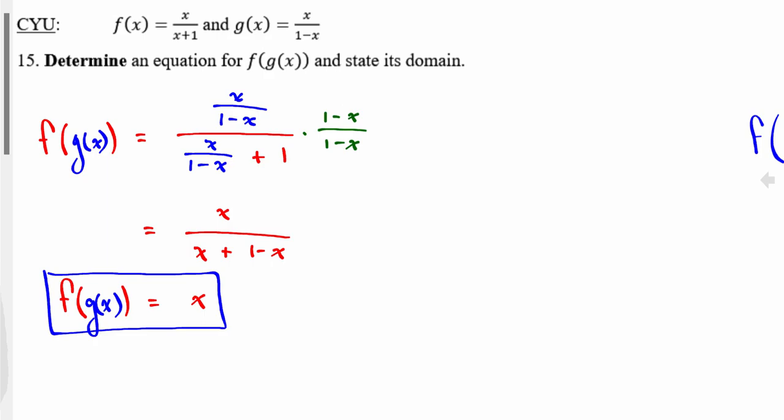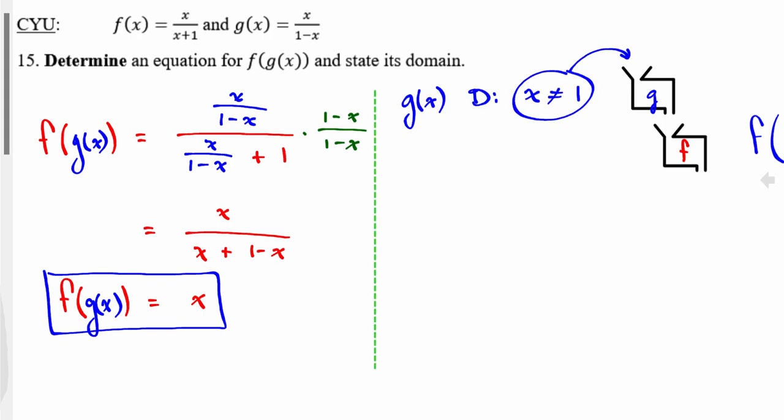And there we go. I get f of g of x is equal to x. Looks like x could be any real number. But let's back up and think about domains. For my inside function, x can't equal 1. For my outside function, f of x, the domain is x can't equal -1.